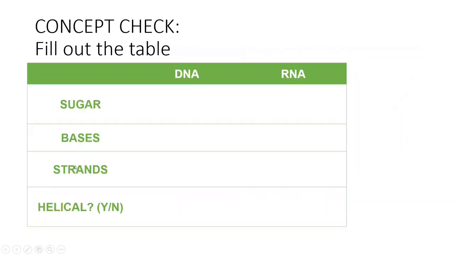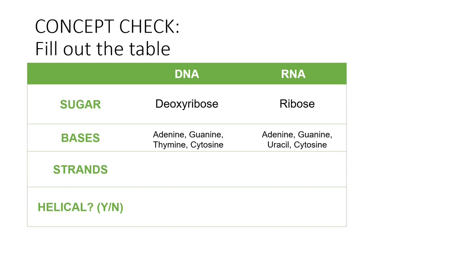And let's just finish up by making a comparison. So what's the sugar of DNA and RNA? The sugar would be deoxyribose for DNA, ribose for RNA. What are the bases? We're very familiar. DNA: adenine, guanine, thymine, and cytosine, while RNA is adenine, guanine, uracil, and cytosine, uracil being the one different for the RNA.